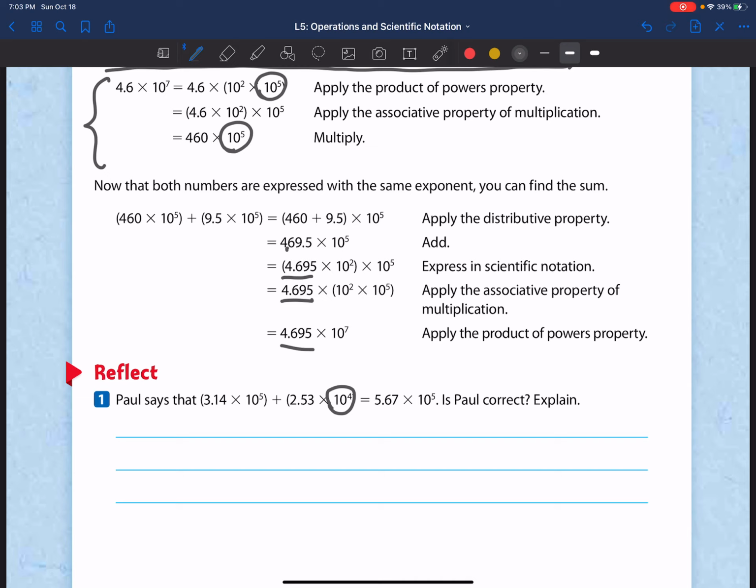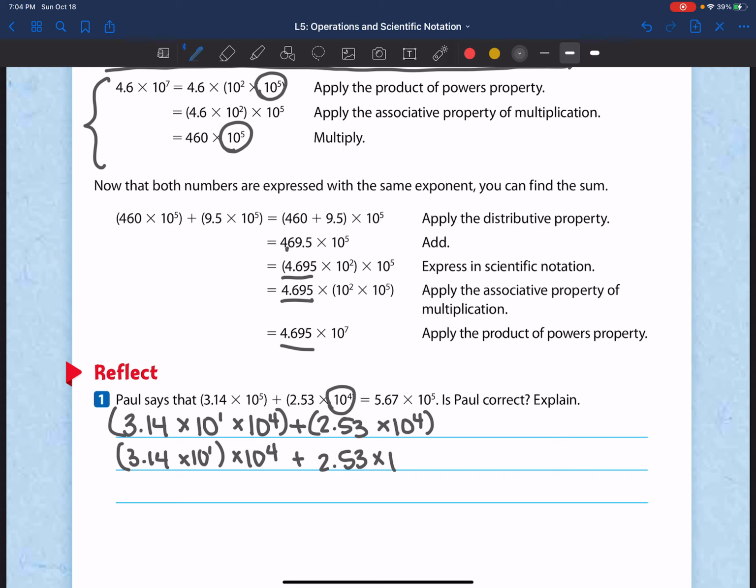Yeah, that's what I'm going to do. And they said that, so I'll just do that. So we'll have 3.14 times 10 to the first times 10 to the fourth plus 2.53 times 10 to the fourth. All right. So then I'm going to regroup. So I'll have my 3.14 times 10 to the first, and then my times 10 to the fourth, plus 2.53 times 10 to the fourth.